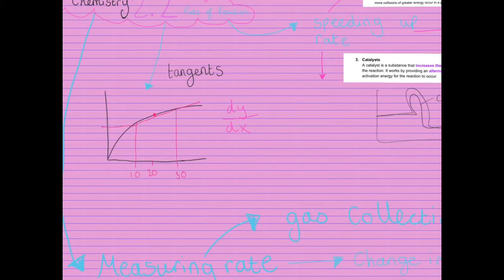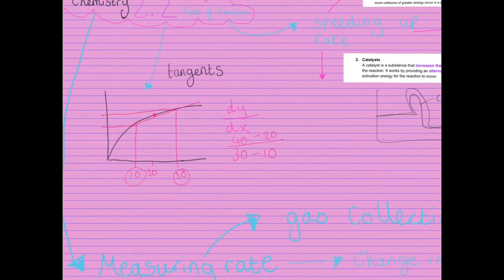Same for 30, a line up and a line across, and then we do our difference in y over our difference in x. So our numbers for x would be 30 and 10, or try and do 30 take away 10 so you don't end up with a negative number. Then I'd look for my value for 10, say it was 20, value for 30, so that was 40, take them away from each other, and that would give you a rate.